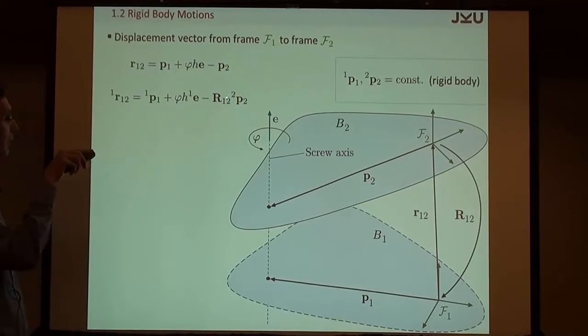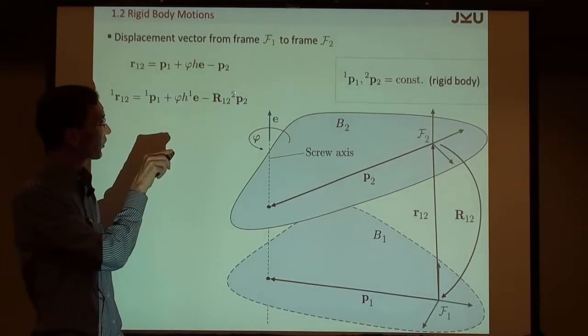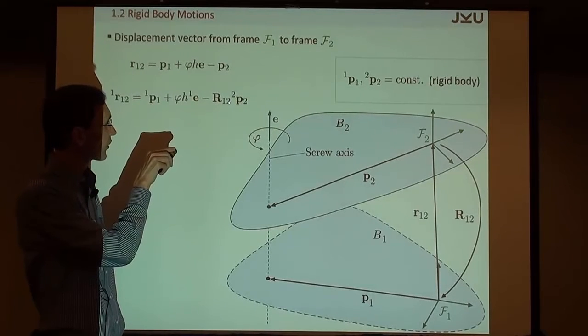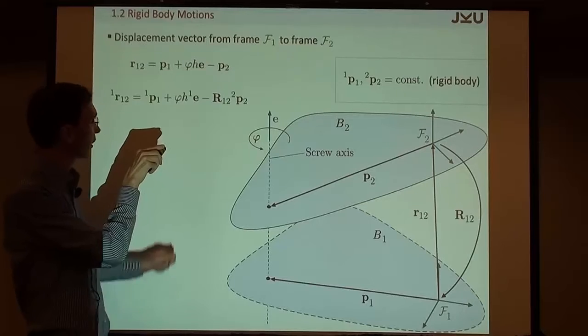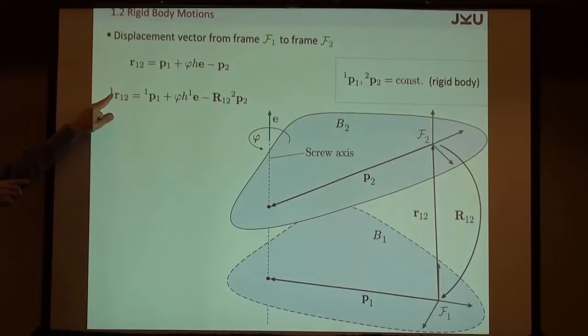P2 normally is expressed in F2, so we have to use the rotation matrix that transforms from 2 to 1, and now you see that this has to make sense because this index here should be the same as the second index in the rotation matrix, and then what comes out should be corresponding to this one. So there's the one here, there's the one here, two here.